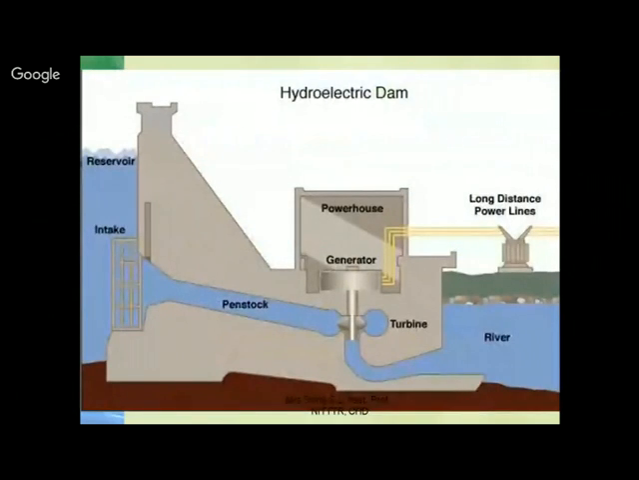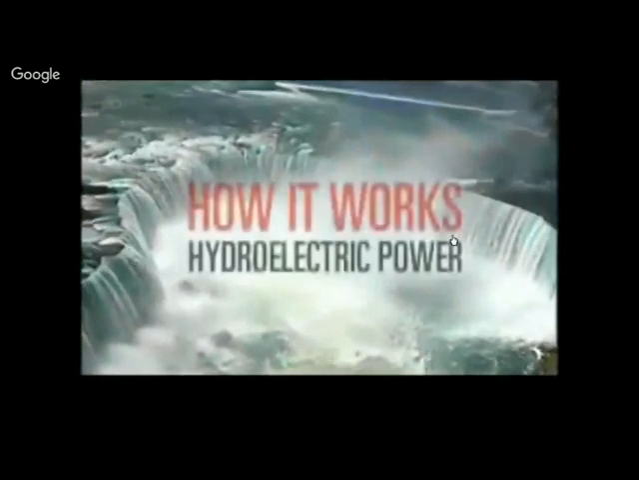So here, this is the arrangement. The reservoir is there, the dam, and water comes through the penstock and rotates the turbines, and it goes downstream into the river, and this can be used for generating electricity. We are getting short of time, so there is one more video. Okay, just you can see this video.